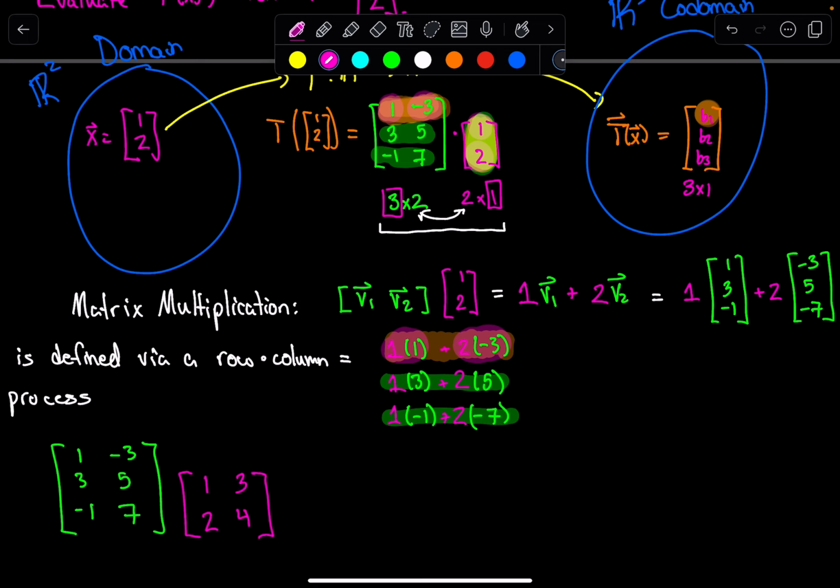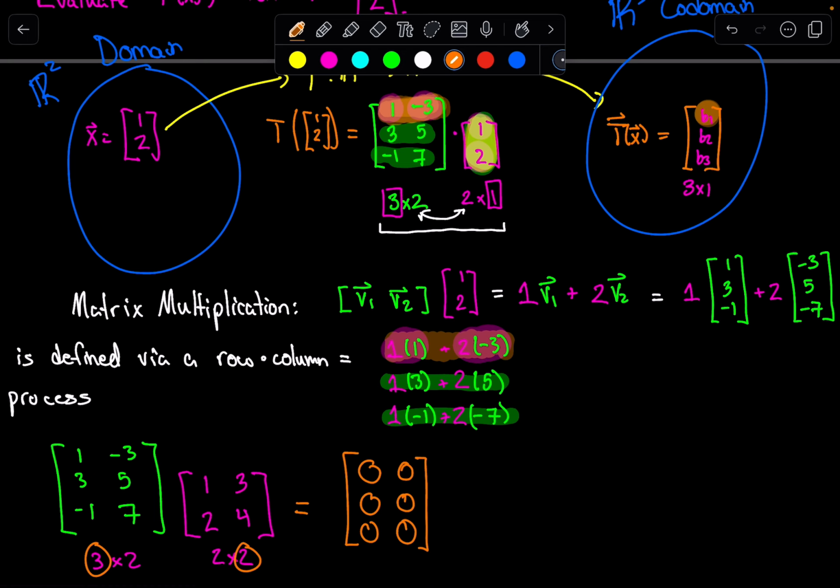because this is still a 3 by 2, 3 rows, 2 columns. This is 2 rows by 2 columns. So now we expect the answer to be a 3 by 2, so a 3 row and 2 column answer. We expect to have something here, here, here, here, here, here. So how do we go about figuring out what goes where?